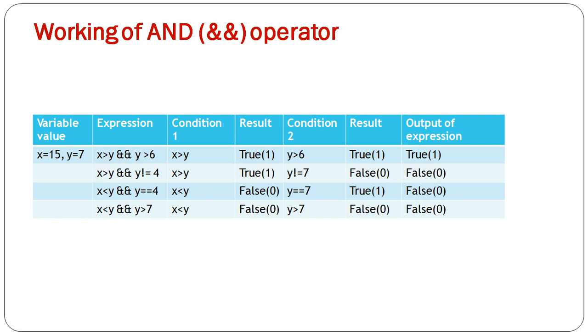Whereas for logical AND, if both are true, only then our output is true. For all other cases, it remains false. So in the first case, the first condition and second condition are both true, so we got a true output. In the second case, 15 is greater than 7, it is true, and 7 not equal to 4, so that is also false. So if both expressions evaluate to true, our output is true.